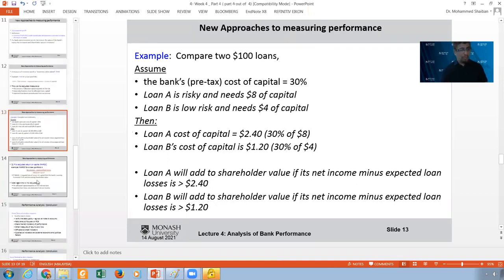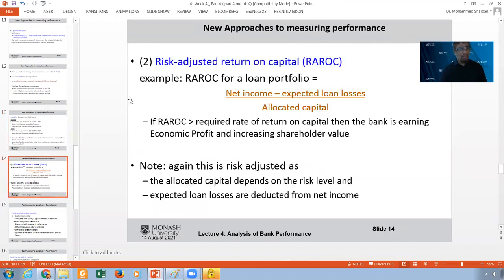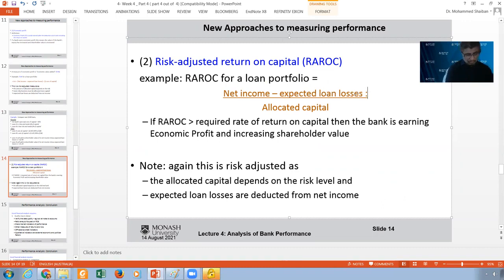This is actually the economic added value. Now the risk-adjusted return is a little bit different. We have the net income minus the expected loan losses, divided by allocated capital. It will give me a percentage here. Anyway, this will be some type of percentage.